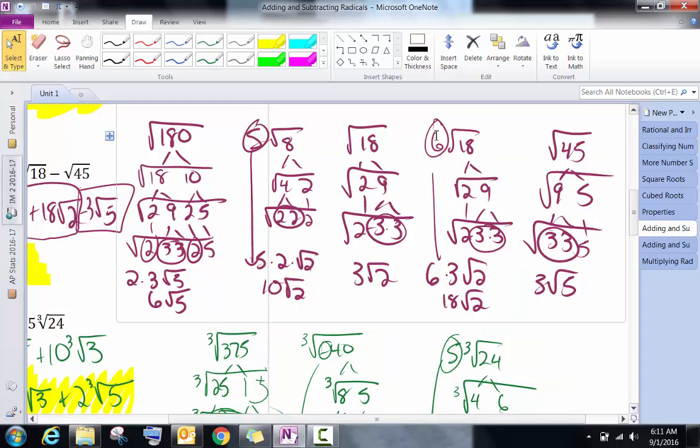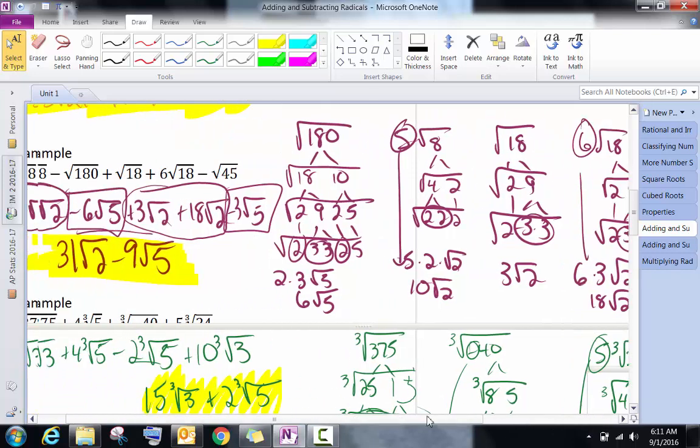6 root 18, we bring the 6 down. We don't forget about it, but then we look at the 18. 18 can be broken down into 2 and 2 3's. I have a pair of 3's, I bring that out, and I multiply that 3 with the 6 that's already there, so 18. 2 is by itself on the inside, it stays there, so 18 root 2. And lastly, root 45, we can break that down to 2 3's and a 5. Pair of 3's, bring out the 3. 5 doesn't have a pair, it stays inside.